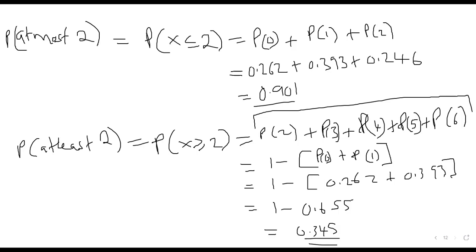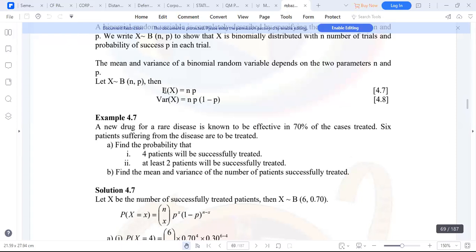Let's go to our textbook. Remember, I've talked about binomial. The mean is np, the variance is npq. 1 minus p is the same as q. And they're giving you a shortcut: the random variable X is binomial n, comma p. So they ask you a question given the following scenario.